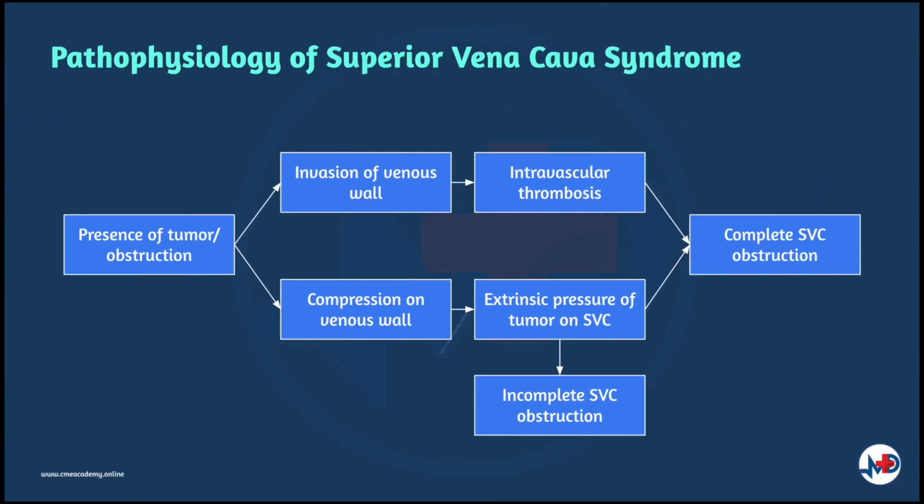Obstruction of the SVC may be caused by neoplastic invasion of the venous wall associated with intravascular thrombosis, or more simply by extrinsic pressure of a tumor mass against the relatively thin-walled SVC. Complete SVC obstruction is the result of intravascular thrombosis in combination with extrinsic pressure. Incomplete SVC obstruction is more often secondary to extrinsic pressure without thrombosis.